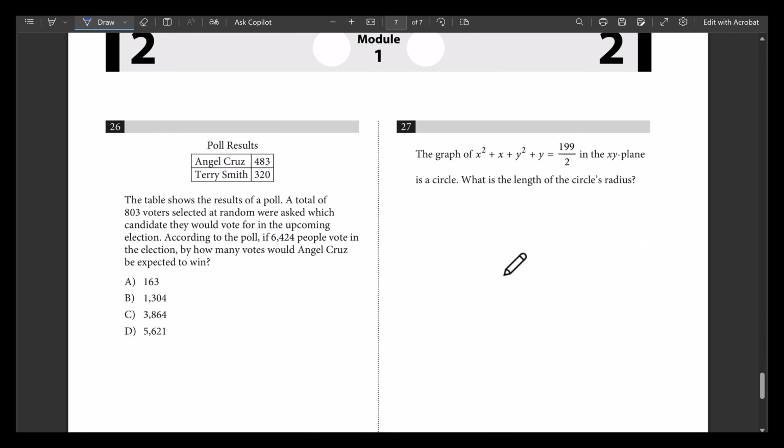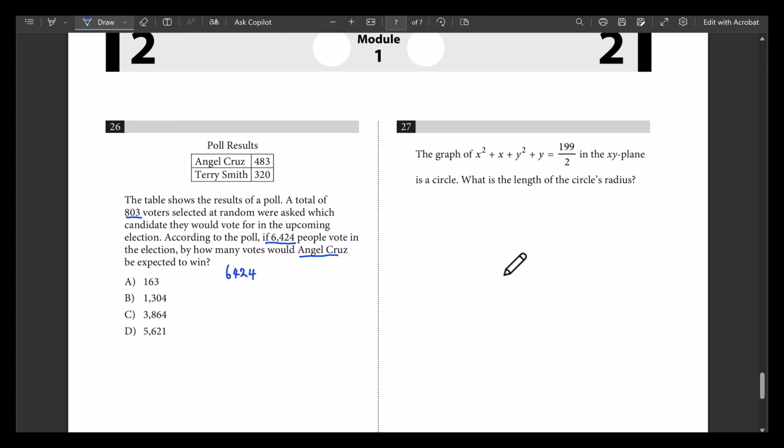Number 26, the table shows the result of a poll. A total of 803 voters were selected at random. We asked which candidate they would vote for in the upcoming election. According to the poll, if 6,424 people vote in the election, by how many votes would Angel Cruz be expected to win?